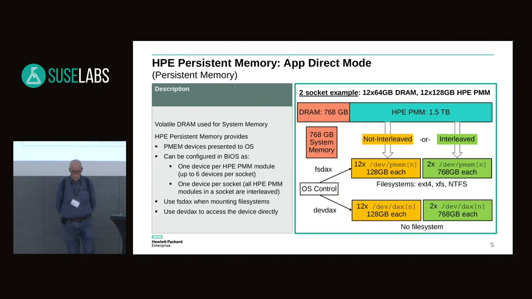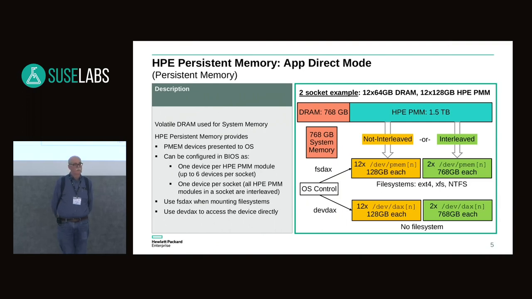So in AppDirect mode, what does a system look like? Here I've got an example system that's got that much DRAM and that much persistent memory. What's available from a system resource point of view when it's all said and done is 760 gigabytes of regular DRAM and then one of a couple of different kinds of configurations for persistent memory. If you have those 12 DIMMs on two sockets, you've got a choice of interleaving or not interleaving. If you interleave, then you're going to get a device per socket. If you don't interleave, then you're going to get a device per DIMM.